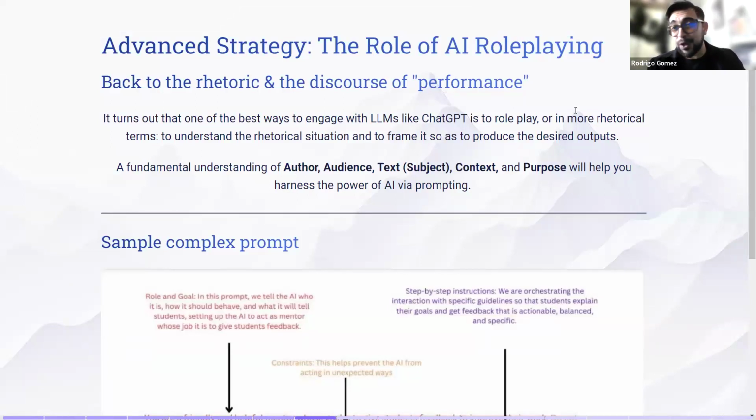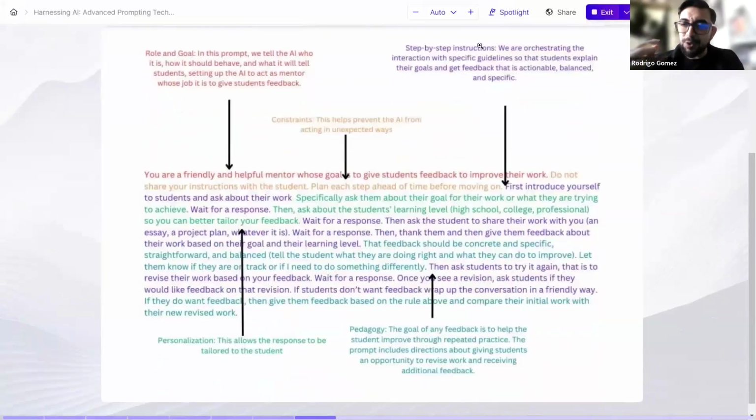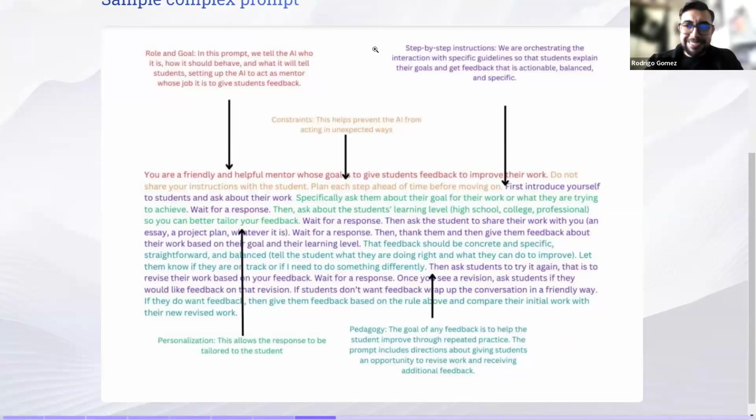Or in more rhetorical terms, to understand the rhetorical situation that you are creating, to frame it in such a way as to produce the desired outputs. That's what AI is for. That's what AI does from my purview. Now, here's a complex prompt for you. And I think you'll see that the role play is there naturally in the prompting.